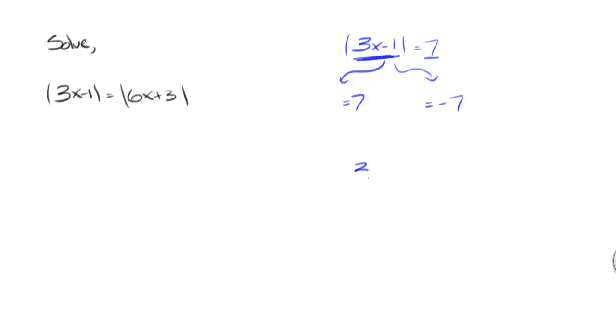In the same way, if somebody gave us the absolute value of 3x minus 1 equals negative 6, we would say there's no solution. And there's no solution because the absolute value can never be a negative number. It only outputs 0 or positive numbers.